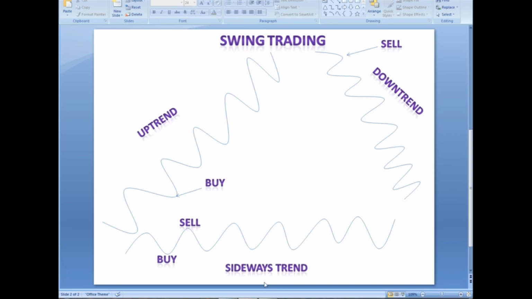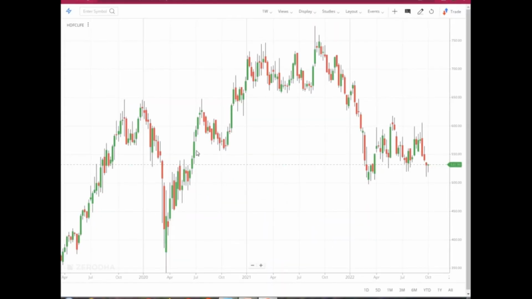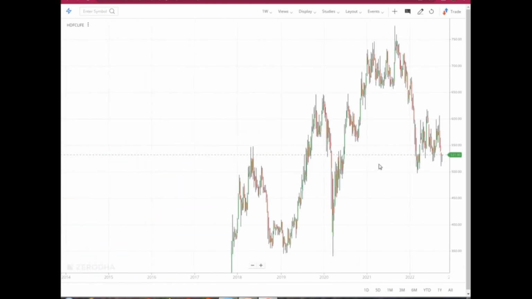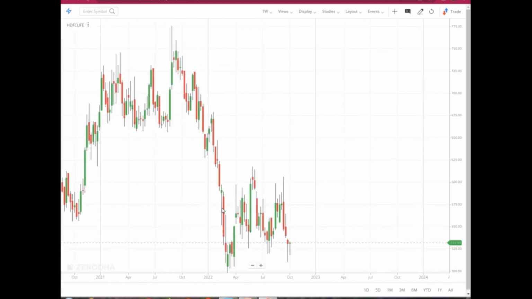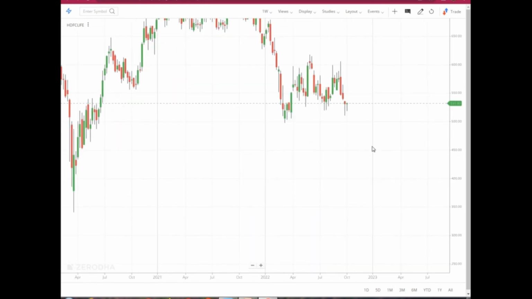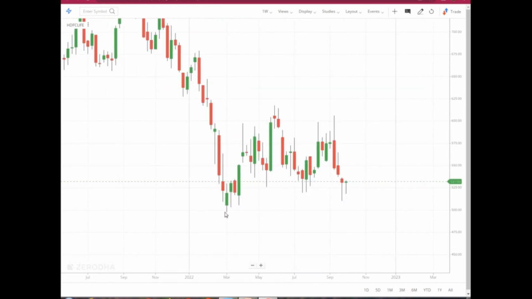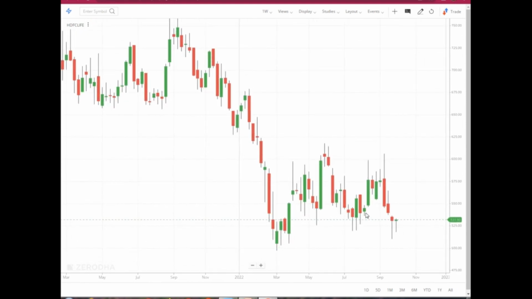Friends, look at this chart. This chart is the HDFC live chart, and this is the weekly time frame. The stock is now in a sideways trend and also near the support area. There is a tremendous opportunity to buy this stock, but the stop loss should be below the support area. The current price of the stock is around 532.